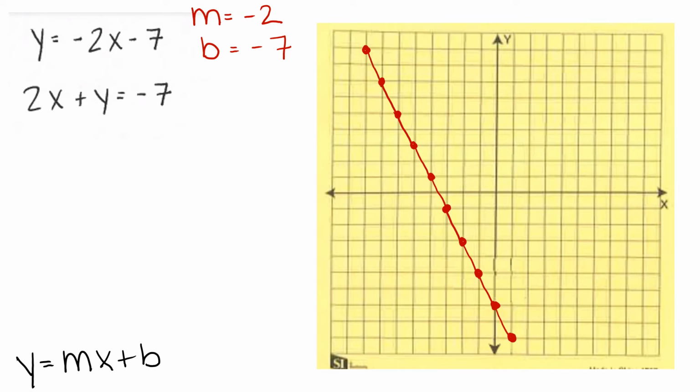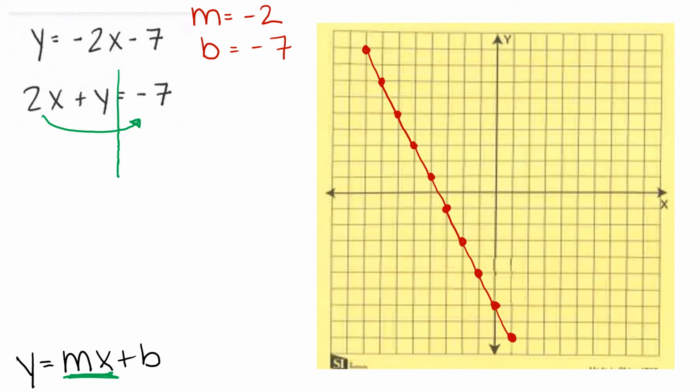Go until you reach the edge or until you can't go any further, and then you can stop. Now for our second equation, 2x plus y equals negative 7, that equation is not in slope-intercept form. The y value needs to be first, the mx goes in the middle, and the plus b goes at the end. So we're going to start by moving our 2x because the mx needs to go in the middle.